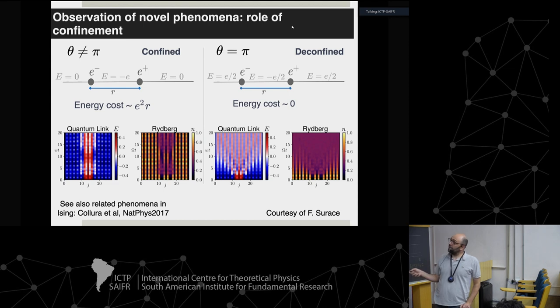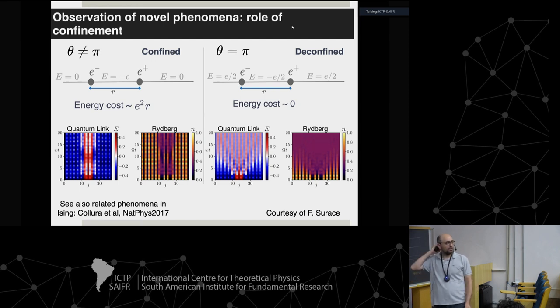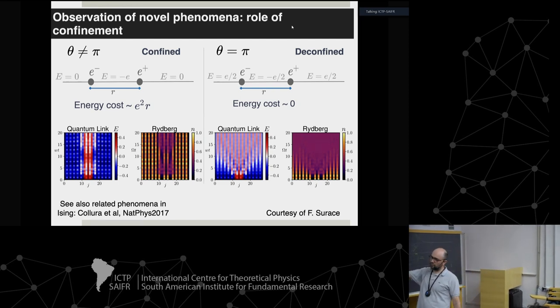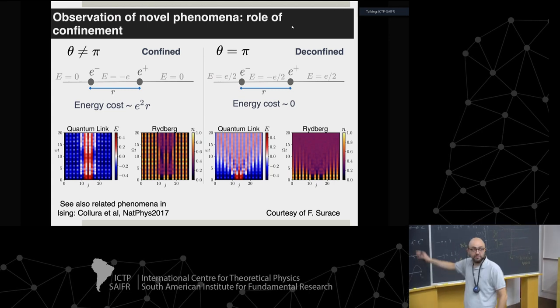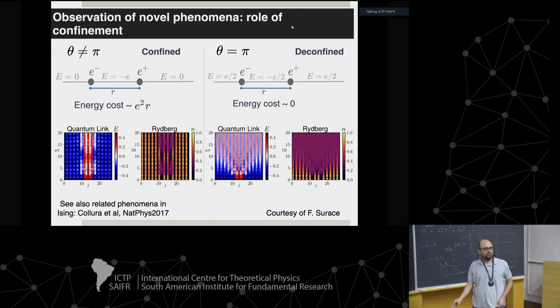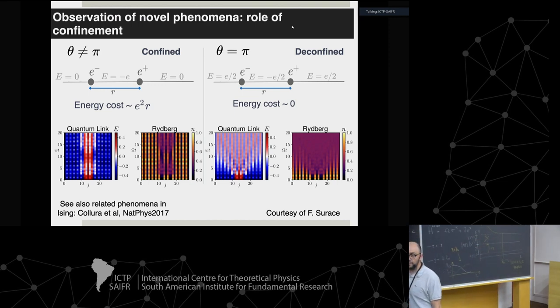I mean, this phenomenon is not unique to gauge theories. You can also see it in Ising models, and there is a paper here by Mario Collura, Pasquale Calabrese, and others that also studied this. But what is nice is that now, in experiments, they could see it immediately, if they were to do this.